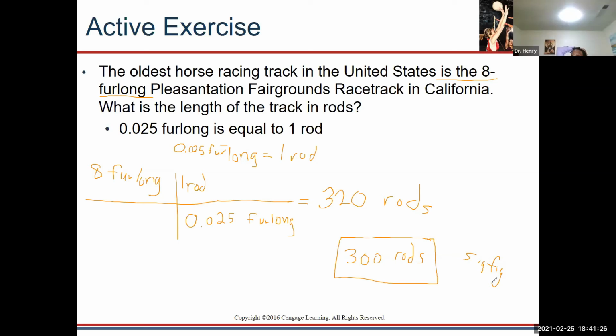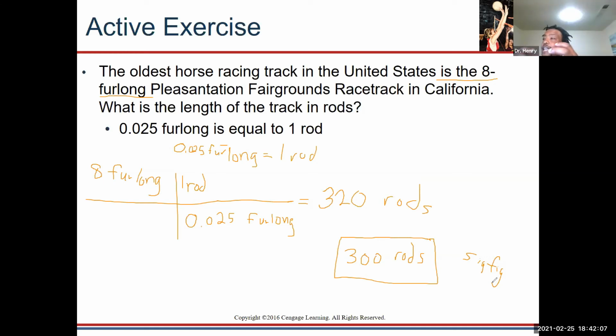Are we considering 2 things, because isn't 0.025 furlongs equal to 1 rod? Isn't that an equivalency? So what did I say about equivalencies? Slow down again. What did I say about equivalencies? We do not take equivalencies into account for sig figs. What is the equivalency? What am I saying is equal to each other? 1 rod to 0.025 furlong.